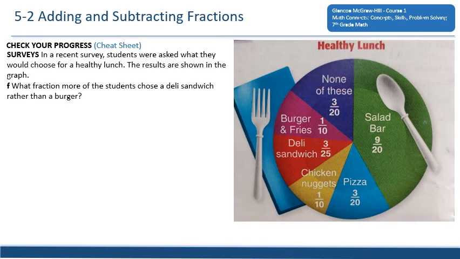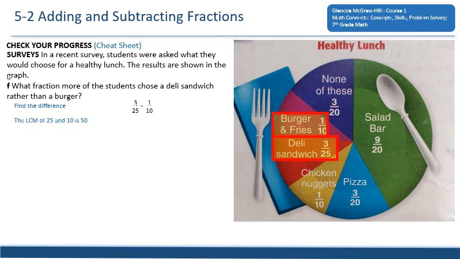So we have the same graph here, and it wants to know this time what fraction more of the students chose a deli sandwich rather than a burger. So we have the burger as 1/10 and the deli sandwich as 3/25. We need to find a difference. So we're going to take 1/10 away from 3/25, or 3/25 minus 1/10.